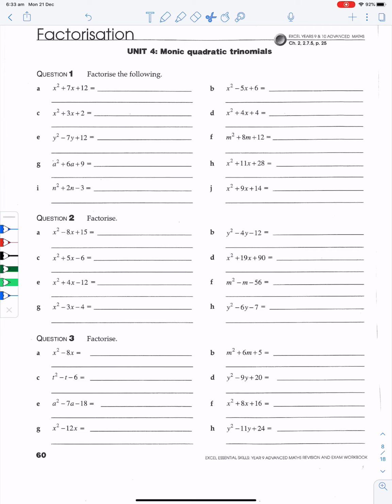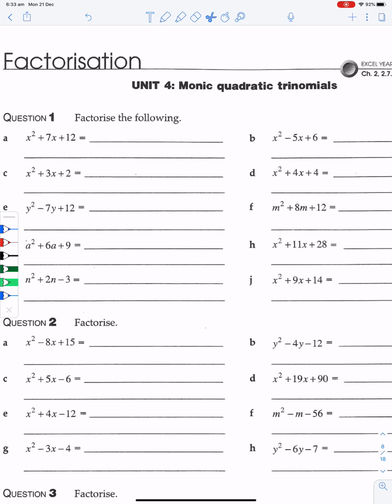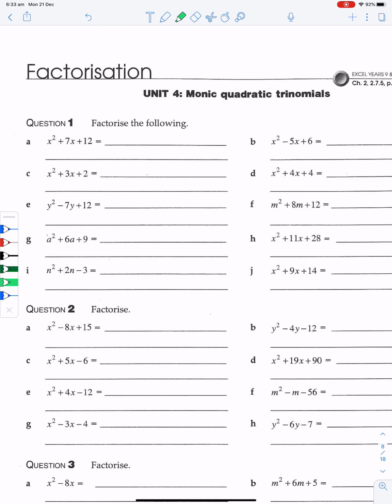Okay, this next concept is called monic quadratic trinomials in the factorizing topic. If you look at the name, as it suggests, these are called monic quadratic trinomials. The word monic means one.